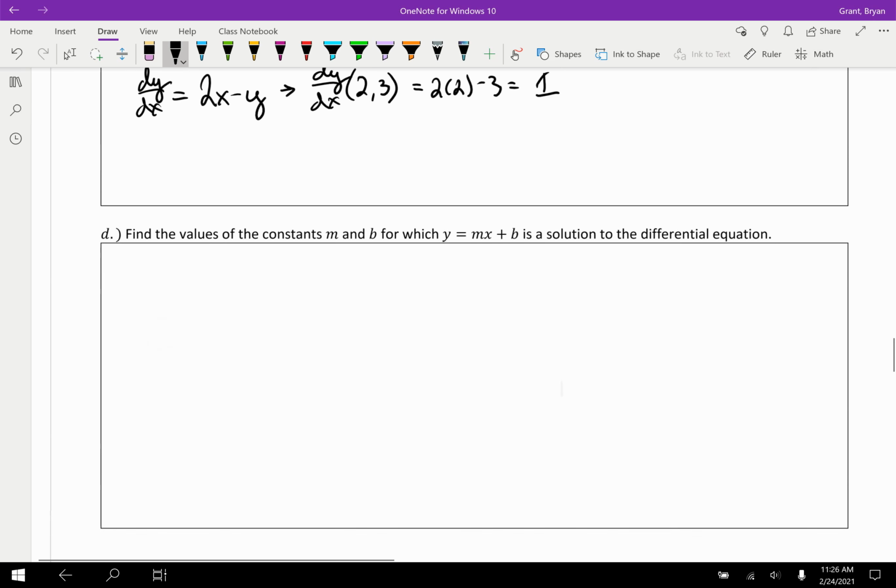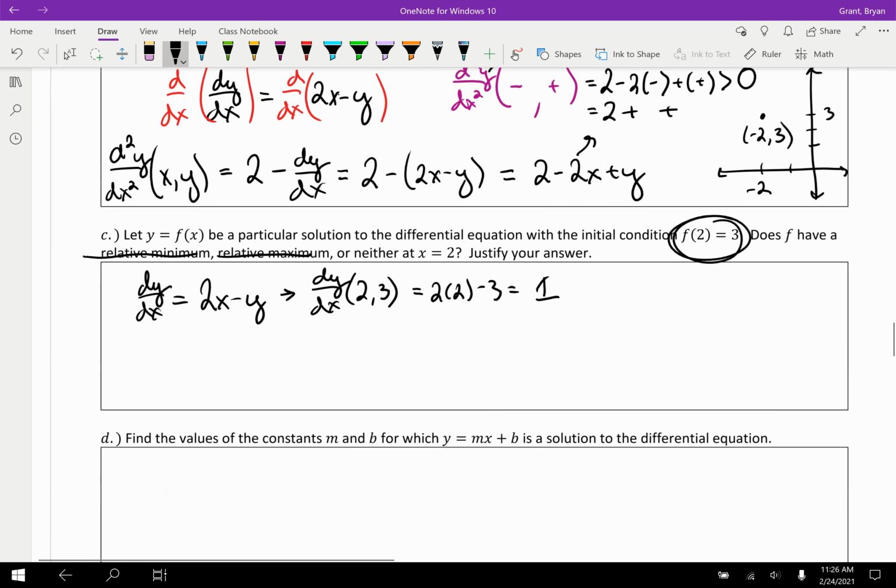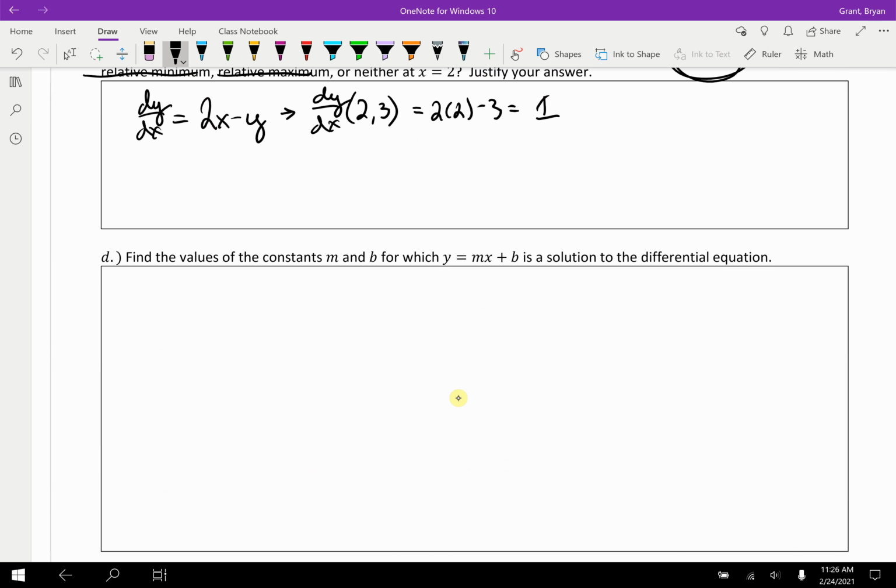So what they're telling us is, if you were able to solve this, one of the solutions is in the form of y equals mx plus b. So we're starting with dy dx equals 2x minus y, and they're saying if you're able to solve this, if you're able to take antiderivatives and do all that, the answer will be, when you finish isolating, y equals mx plus b, or y equals some value times x plus some value at the end. How does that help us solve?